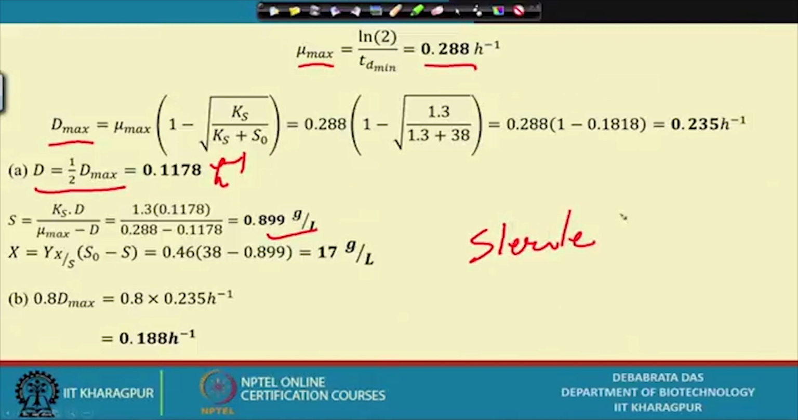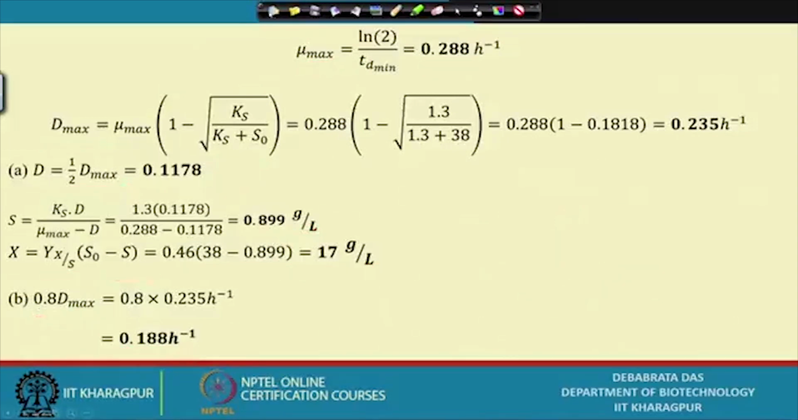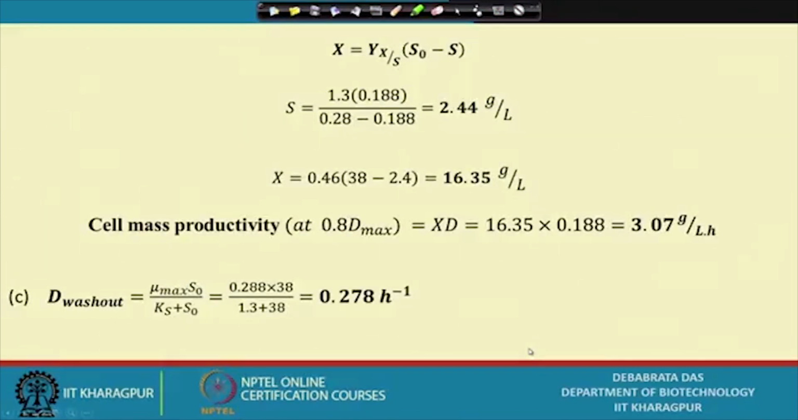If you have the sterile feed, then what will happen? That x0 equal to 0. Am I right? And then we can have this equation, we can put this, it is 70 grams per liter. Now when D equal to 0.8 Dmax, then this D value will be 0.188 per hour. Now x equal to what? Yx by S, S0 minus S. So we can easily find out the respective value of steady state substrate concentration and steady state cell mass concentration.